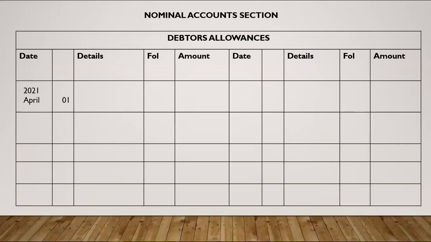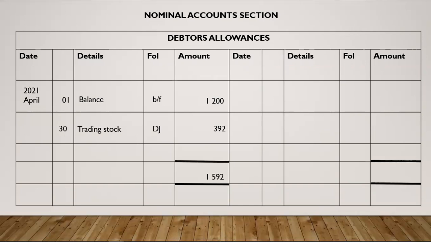Now, with your debtors allowances, as I told you, it is simply a reduction of sales. I will start by first giving you a balance brought forward at the beginning of the month, which is 1.2. It'll increase by the selling price of goods that were returned, and the total will be 392 that we got from our debtors allowances journal. And you will just have to close it and calculate balance carried down, which we're going to bring forward to the following month, and that will be 1,592.